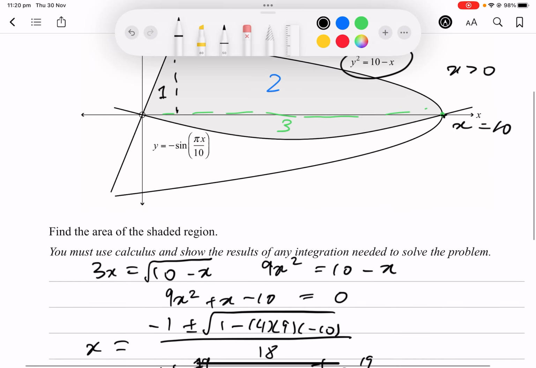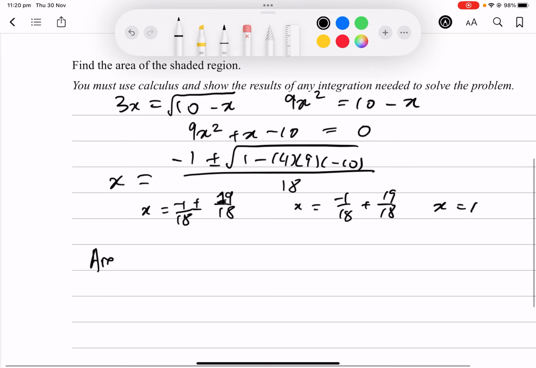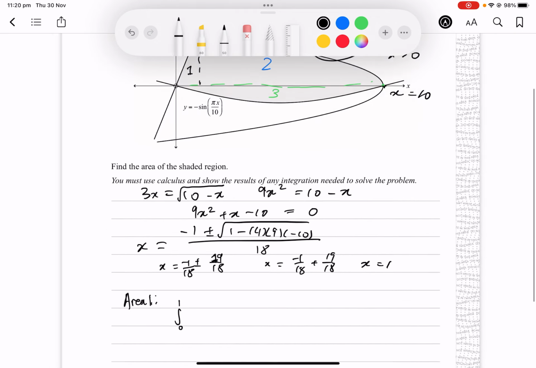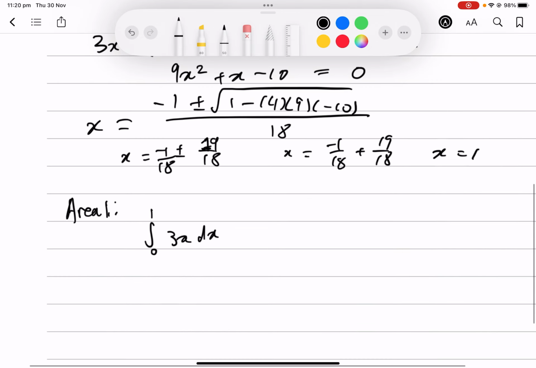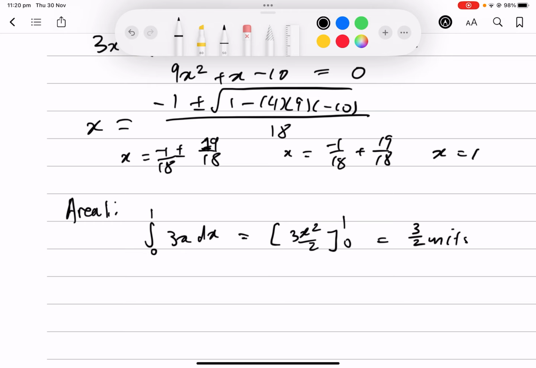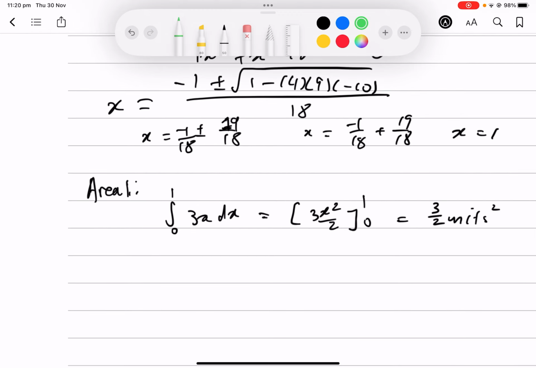So let's start with area 1. Area 1 will be the integral from 0 to 1 of the curve 3x with respect to x. So this will be equal to 3x squared on 2, from 0 to 1. And that's going to be equal to 3 on 2 units squared. Cool. So that's our area 1. Let's look at our area number 2.